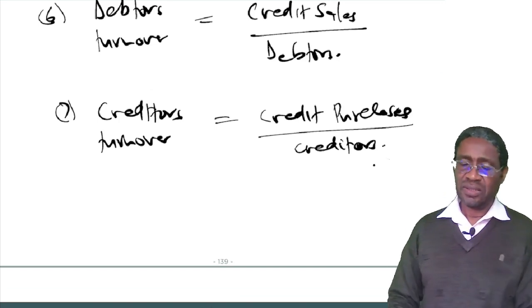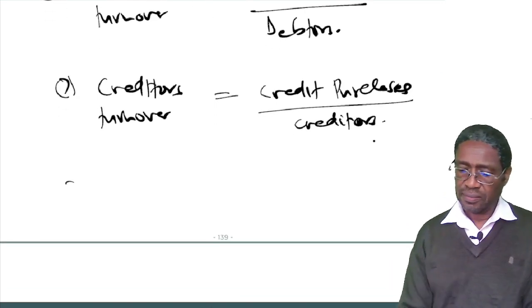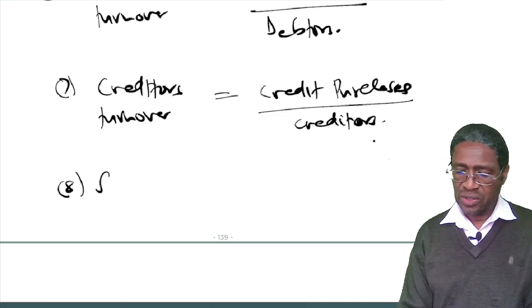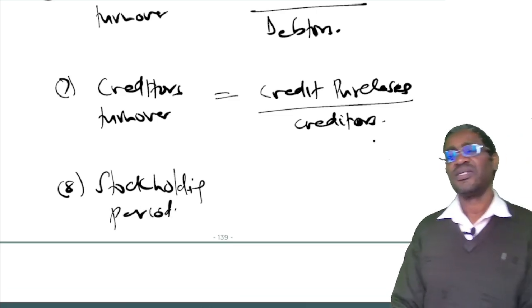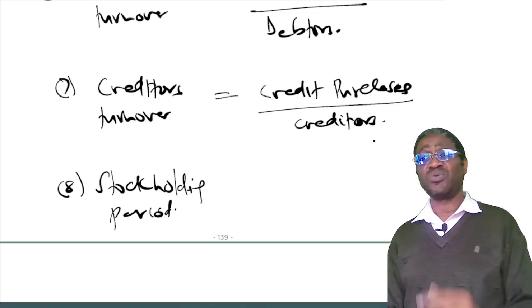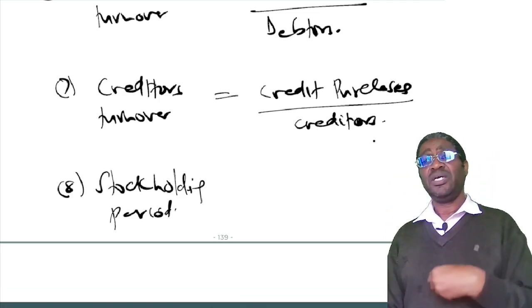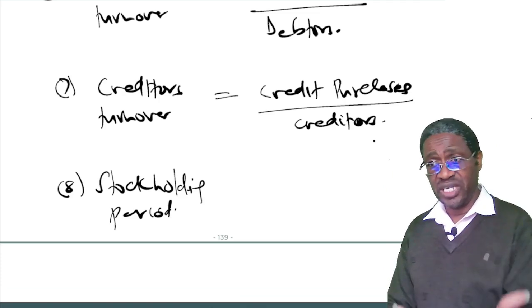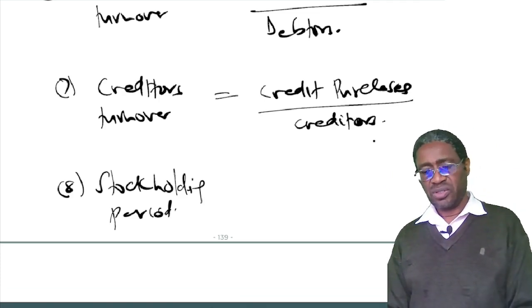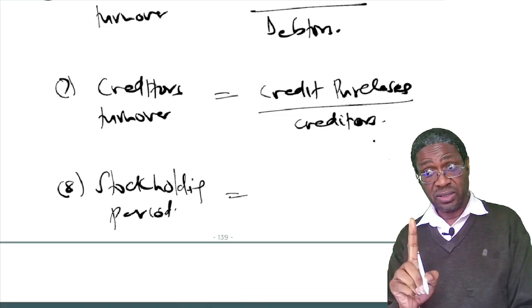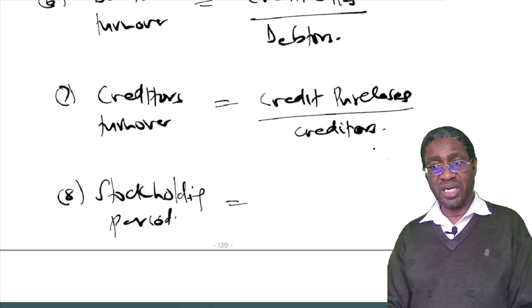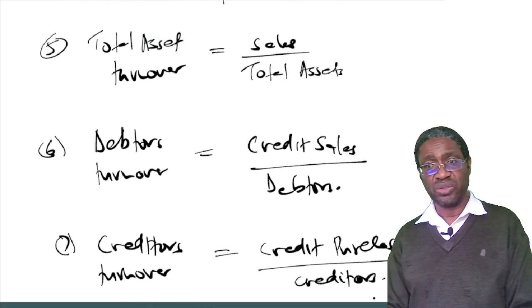Next, number 8, stock holding period. What do you think? Stock holding period, it's related to debtors collection period. You remember, it was related to creditors collection period. So the formula now is we are dealing with stock, not debtors. Let me just relate it to you.